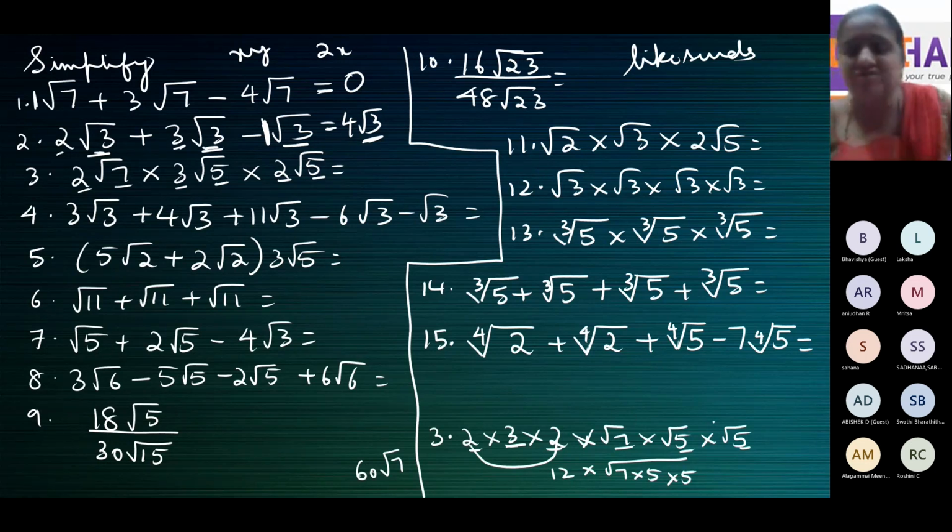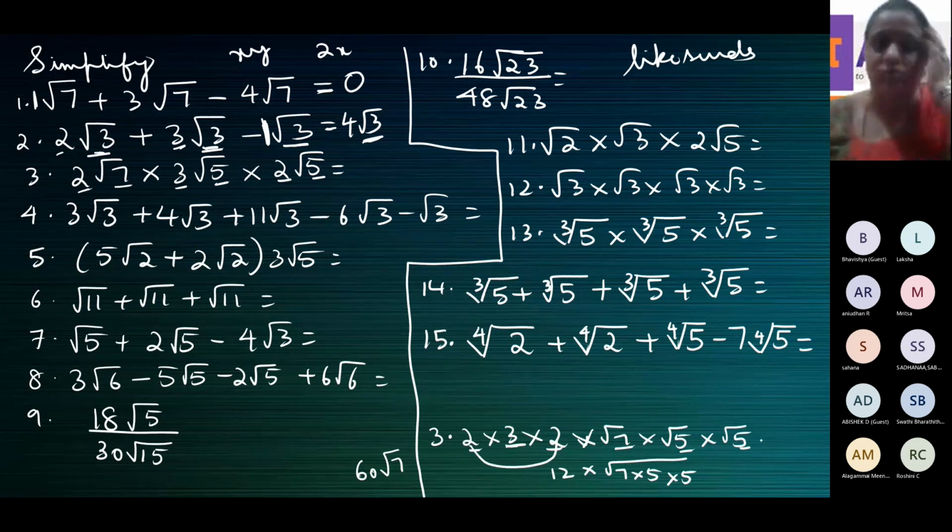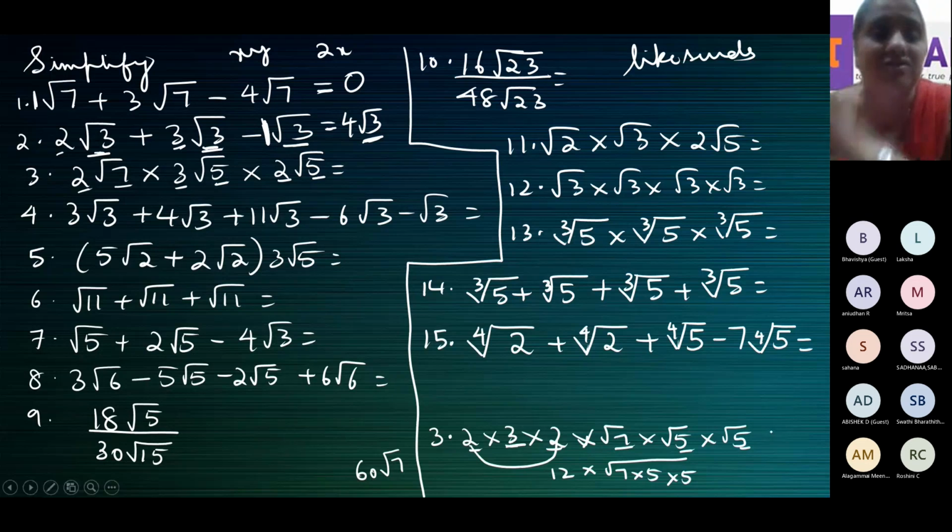Under the square root, you will have 7 into 5 into 5. From 2 5s, 1 5 comes out of the square root. So 12 5s are 60. 7 remains under the square root. 7 does not come out of the square root. So the product is 60 root 7. Correct. Sahana is right.